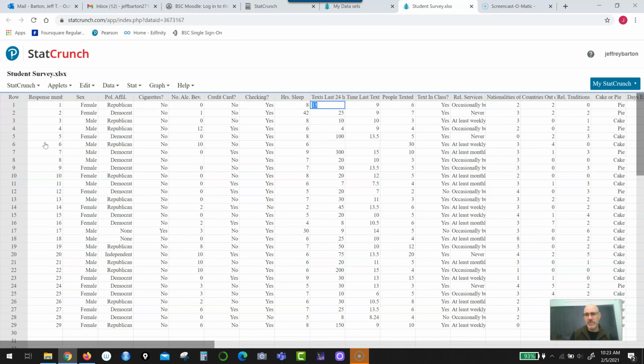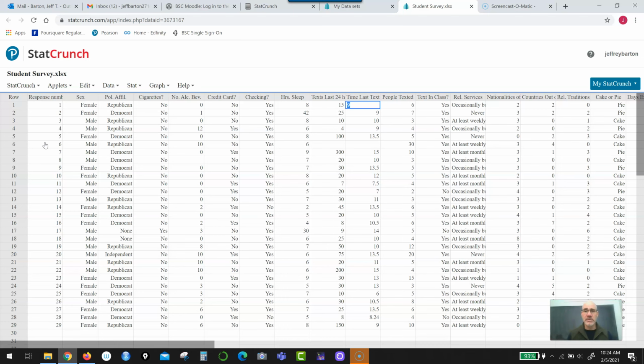The number of texts in the last 24 hours, I guess we could fuss about this a little bit. You can't really send half a text, so we would call this one a discrete variable, right? You only have whole numbers of texts that have actually been sent. The time that someone sent their last text last night, this could be continuous, right? Time is continuous, just depending on how fine you wanted to measure it.